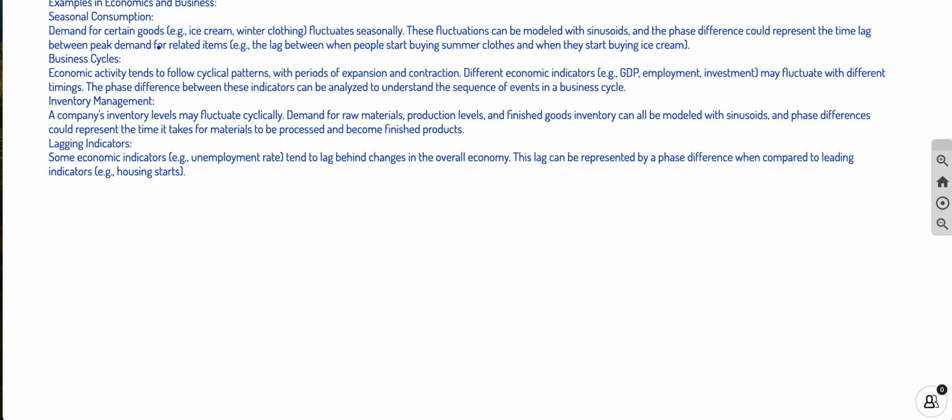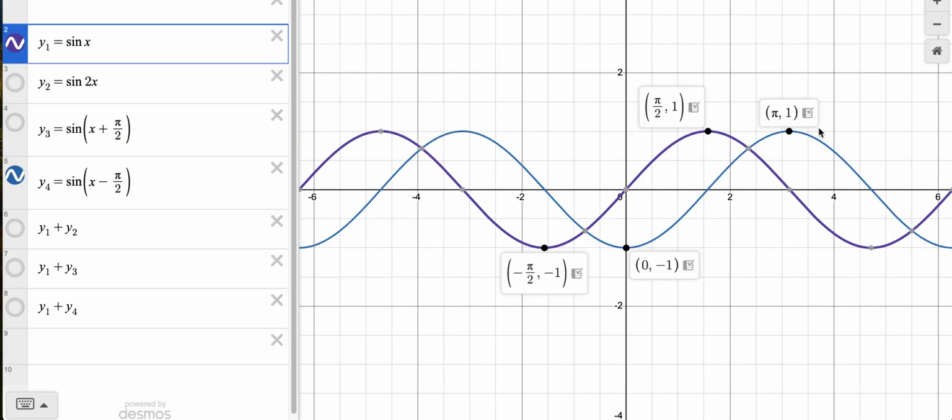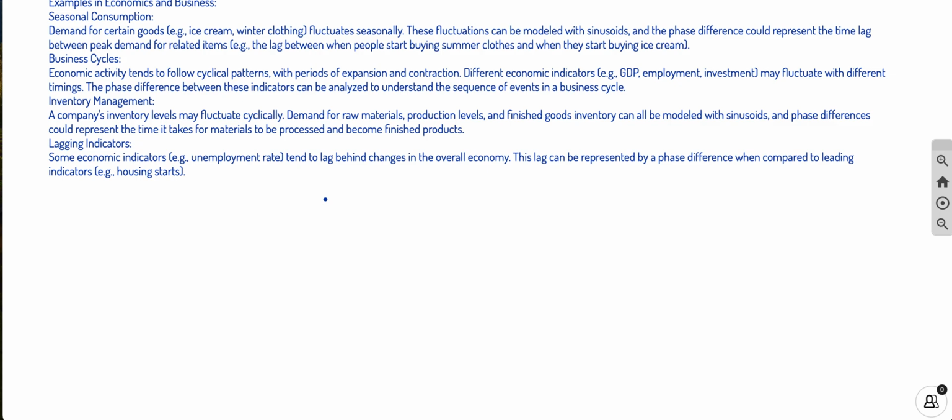Yes. So there can be seasonal consumptions, that means they happen at the same frequency. So there can be a yearly frequency for ice cream or winter clothing. They fluctuate seasonally. But whatever is fluctuating seasonally, which means is repeating, can be modeled using sinusoids. But they could have a phase difference which represents the time lag between the peak demand. So we just saw how the graphs were having different times at which their peaks occur. Could that be a possibility for ice cream demand and winter clothing demand?